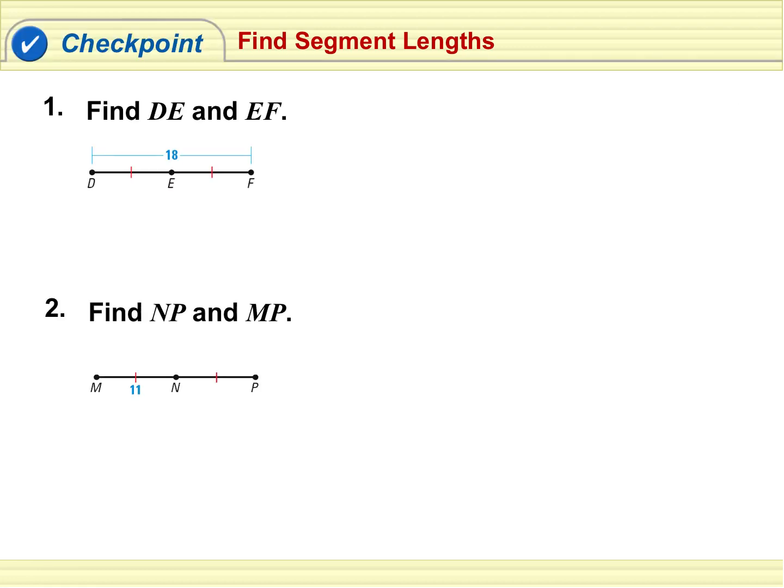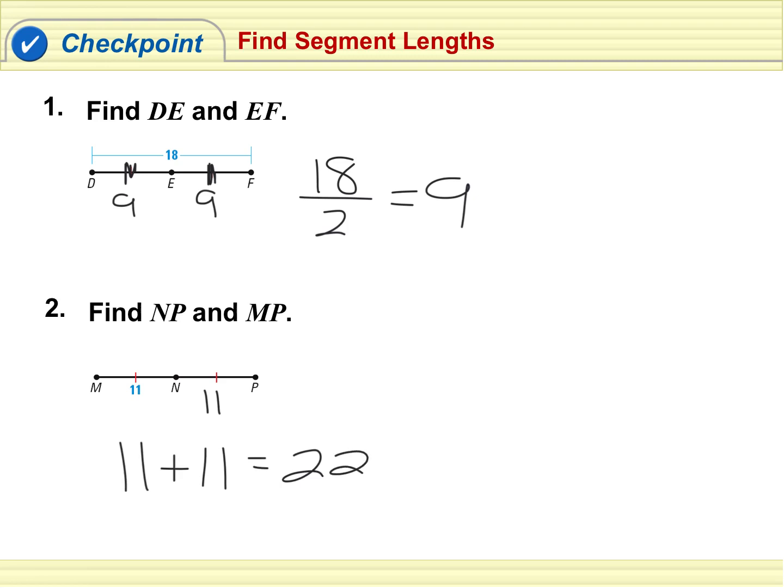Okay, I want you guys to try these two. So on number 1, it wants us to find DE and EF. We're finding those congruent marks. Okay? The whole thing is 18. How do we find one of them? Divide by 2. And if we divide by 2, we get 9. And that is both of them, right? If you know one, you know the other. On NP and MP, okay, we know MN is 11. That's one of the red tick marks. What's the other one? 11. They're the same thing. Now it wants the whole thing. How do we do that? Put them together, we get 22. Are we good there with midpoint understanding?